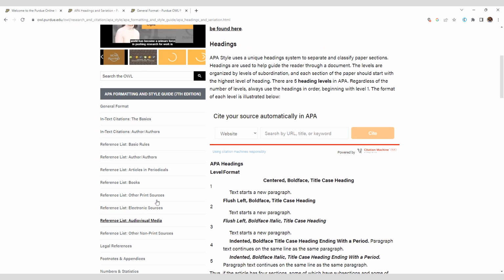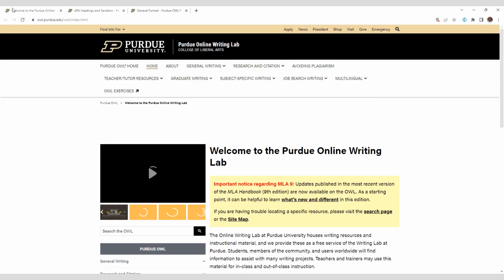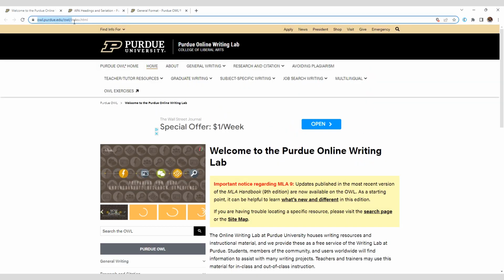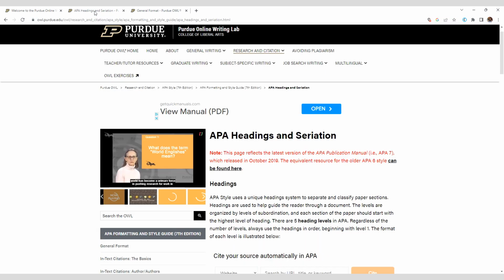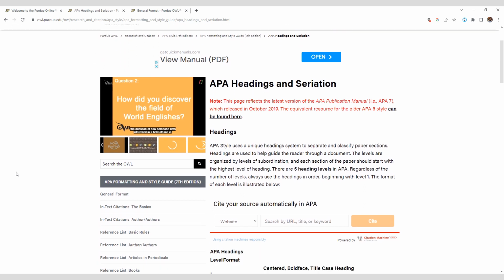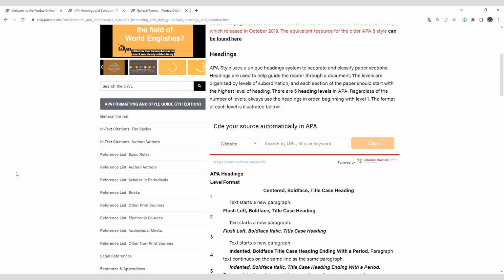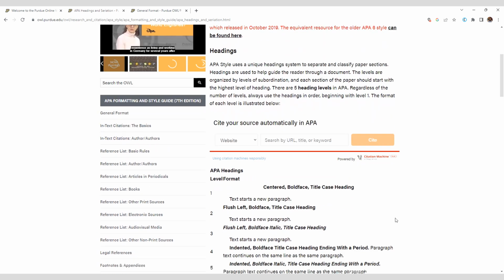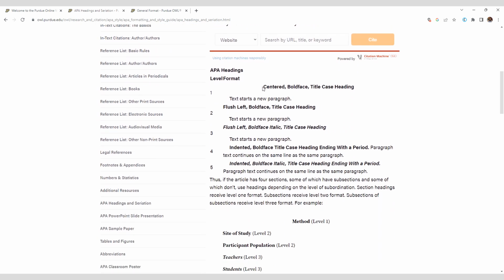Okay, we are here at the Purdue Writing Lab online, at owl.purdue.edu. You can go to this website and find lots of different guidelines for writing. One topic I always get a lot of questions about is headings. So we're going to look at the APA headings section here on the Purdue website. APA has their own style of headings, and they're right here. Here's the different levels.